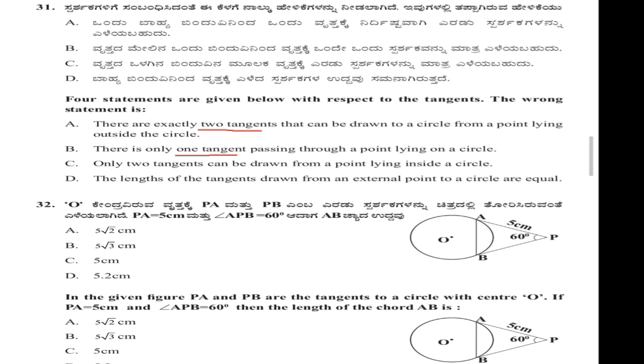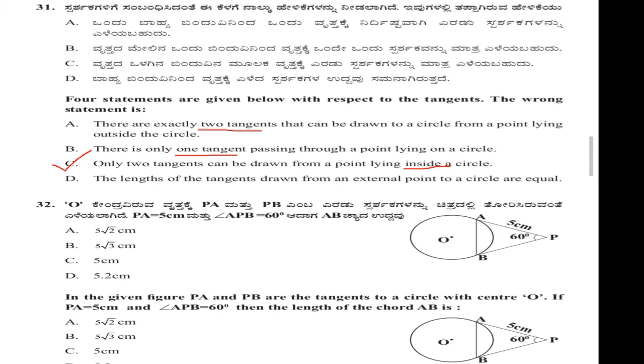And next option C, only two tangents can be drawn from a point lying inside the circle. But we can't draw any lines inside the circle, because we can't draw any tangents inside the circle. It will lie outside the circle. So therefore option C is a wrong statement. The option C is a correct answer for this question.